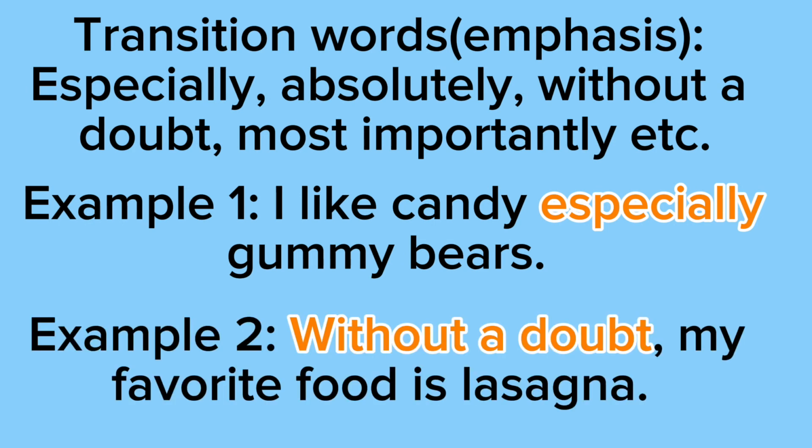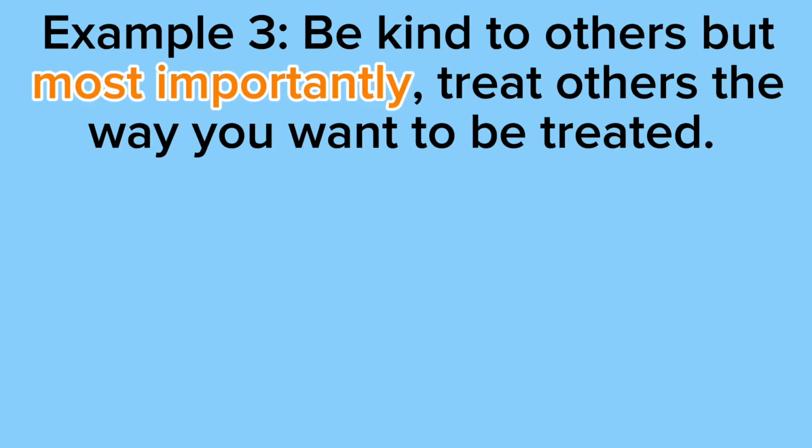Example 2 says, without a doubt, my favorite food is lasagna. So I'm not just saying my favorite food is lasagna, I'm adding without a doubt to place emphasis on my favorite food being lasagna. Example 3 says, be kind to others, but most importantly, treat others the way you want to be treated. So the transition words most importantly are placing emphasis on the rest of the sentence, which says treat others the way you want to be treated.